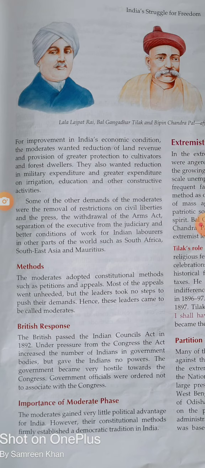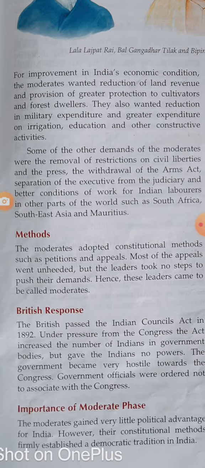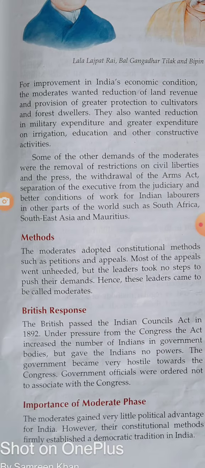Now come to the methods. So what were the methods which they used? The moderates adopted constitutional methods. So what are constitutional methods? Where they could use petitions or appeals in writing forms, right? Instead of saying verbally or instead of using arms, having weapons, they wanted to settle every matter with peace. So most of the appeals were unheeded.